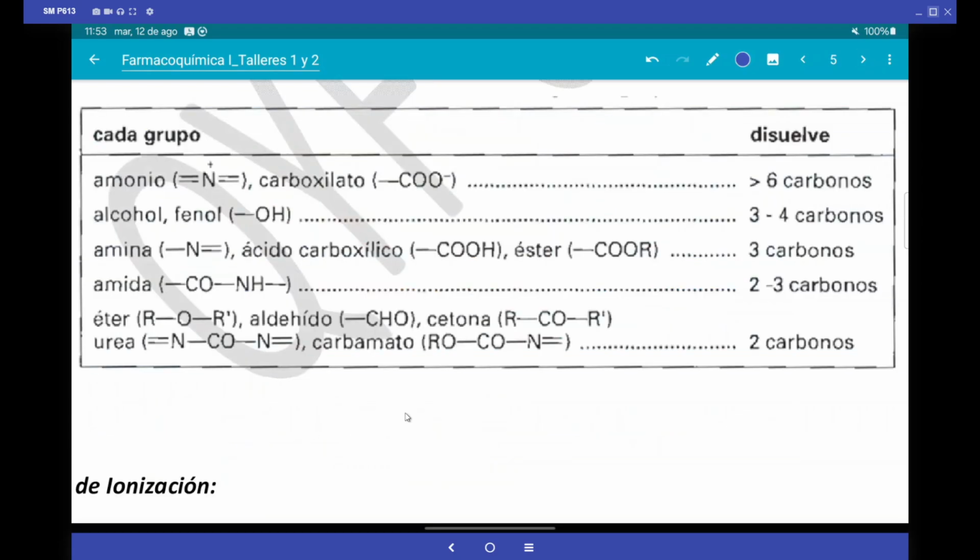It says with alcohol. Here the most relevant groups are these: a carboxylate, an ammonium, and alcohol. The hydroxyl that can be part of an alcohol or a phenol. That is, it can be connected to an alkyl chain or to an aromatic ring. With 3 to 4 carbons, then it dissolves less. A good 3 or 4 is a statistic, an approximate value. Sometimes we can fail in our predictability. 3 or 4 carbons.